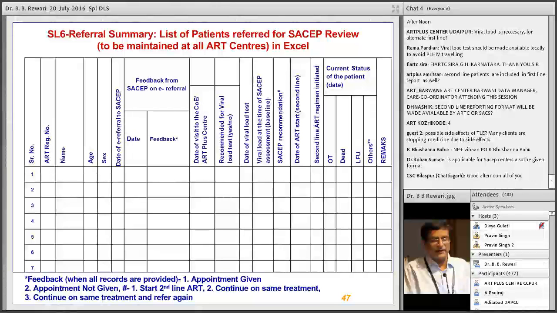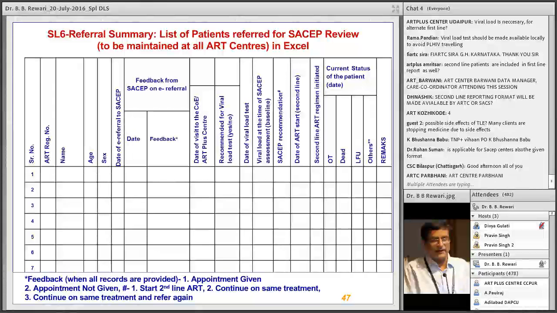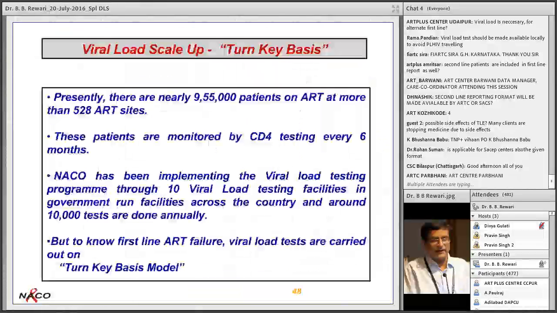So it is very important when you are doing your job, do it right, do it with full conscience, see that you are not harming the patient just by writing CST, continue same treatment, repeat all. You are harming the patient if you are not looking at their CD4 count and timely referral to second line.